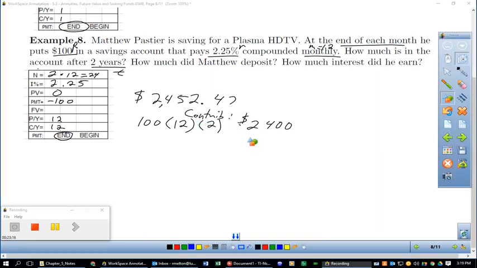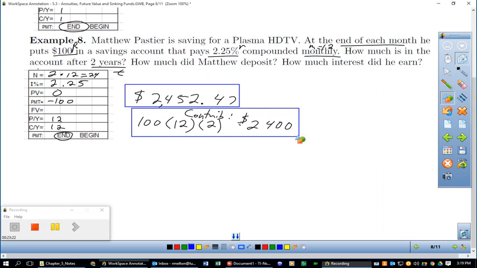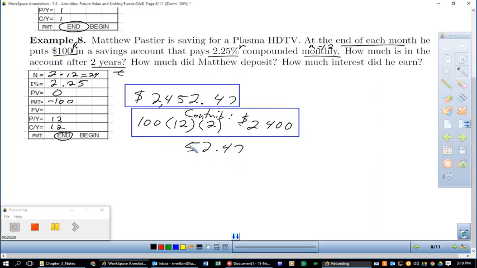Now, that's why I said it wasn't a real phenomenal amount. There's the accumulated amount. There's the contribution. Because he only got $52.47 in interest. Well, he's got 2% interest, and he's not putting in a whole lot. So that would explain why that's the case. But there's our interest. We subtract the 2 and find that.